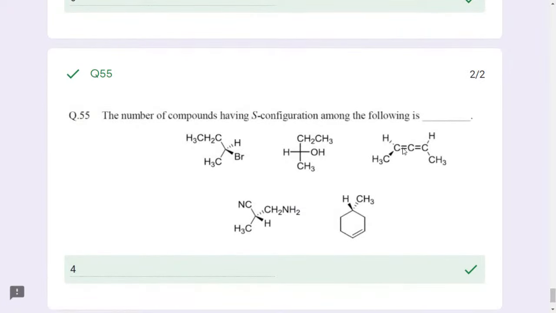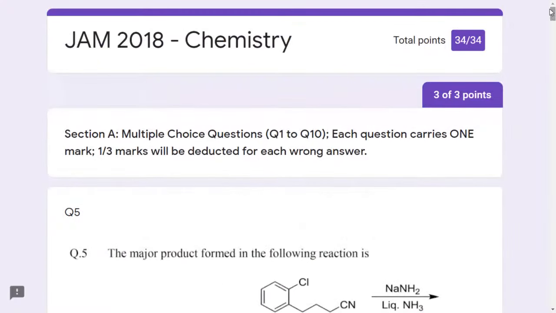Allenes will show this configuration, and these two allenes are stereoisomers. Yes, students. Congratulations, students. This is how you can practice this question paper on your phone or computer. I am giving the link below in the video description.